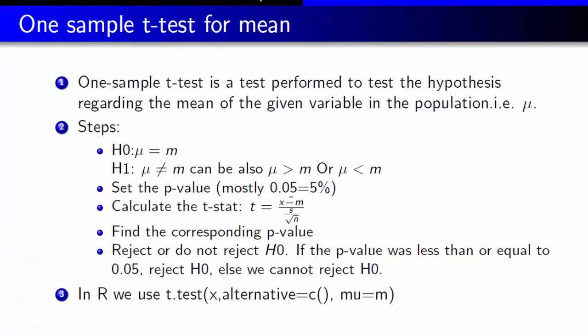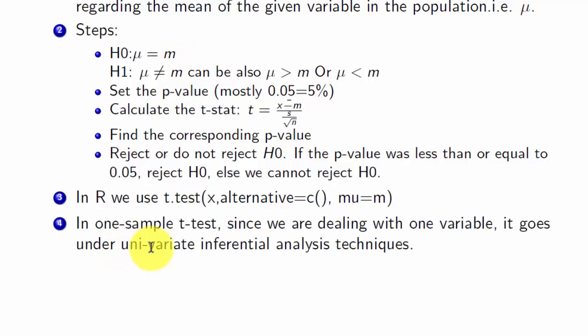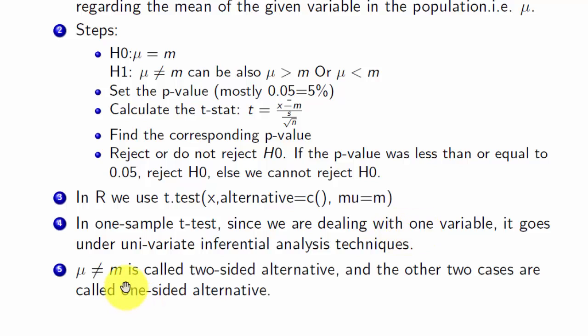In R, we use the function t.test. Here we use our variable on which we have collected data from a sample. In alternative, we can use one of the three choices. Here mu is equal to m is the value which we have assumed for the population. In one sample t-test, since we are dealing with one variable, it goes under the univariate inferential analysis technique. In alternative hypothesis, mu is not equal to m is called two-sided alternative. Mu bigger than m or mu less than m are called one-sided alternative.